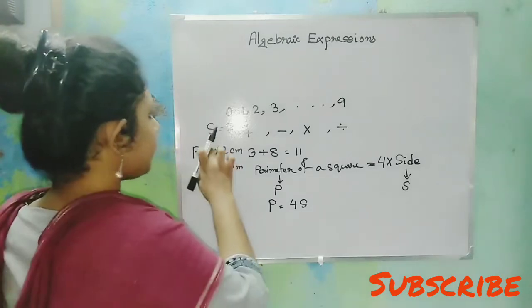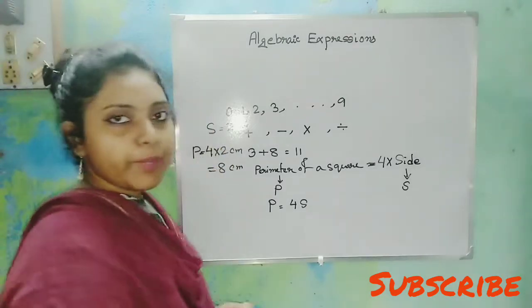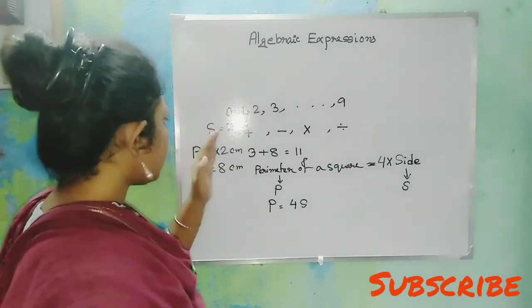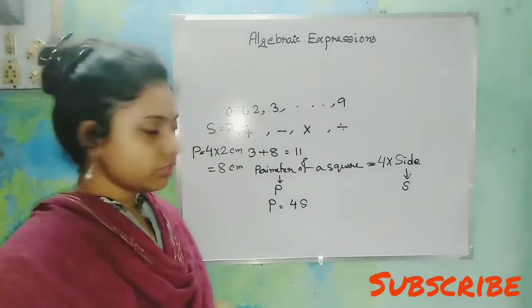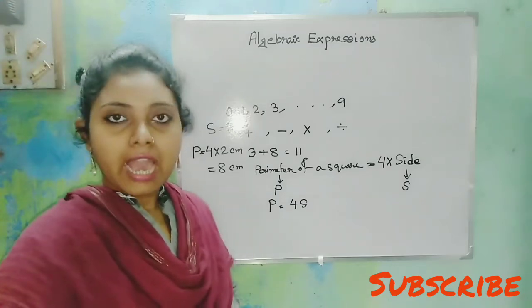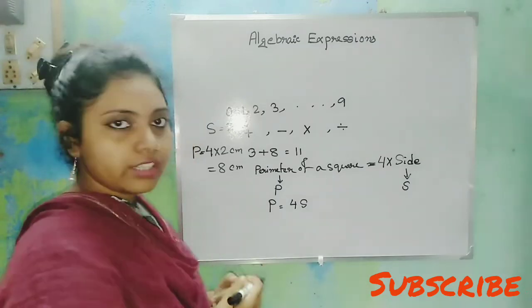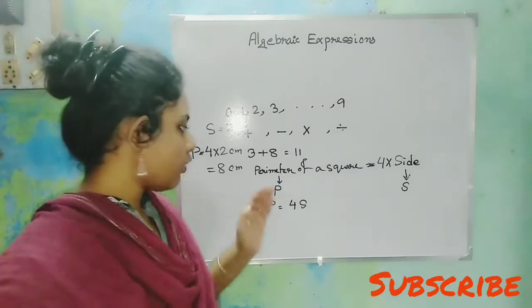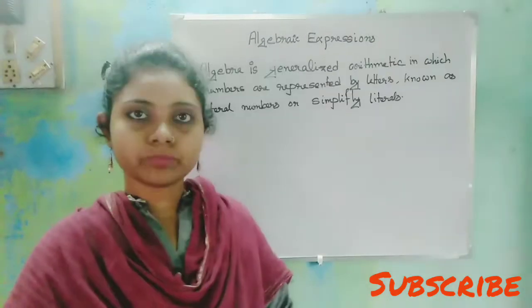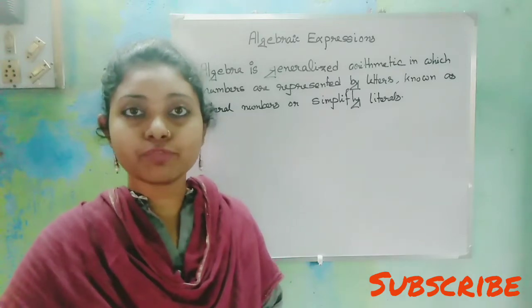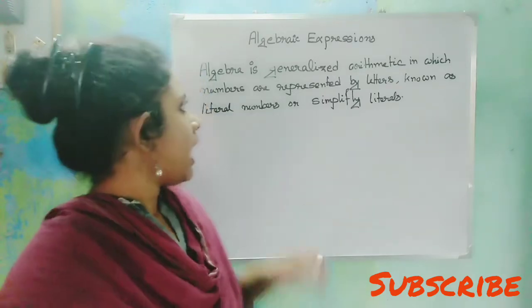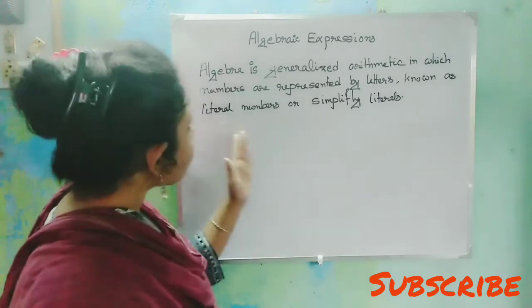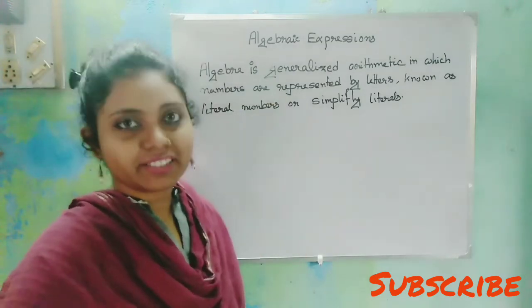Here P and S represent numbers, because P equal to 8 and S equal to 2. P and S represent numbers and the generalized result is called the formula. That is, in arithmetic the generalized result we call a formula. So at first we have to know what is algebra. Algebra is generalized arithmetic in which numbers are represented by letters.